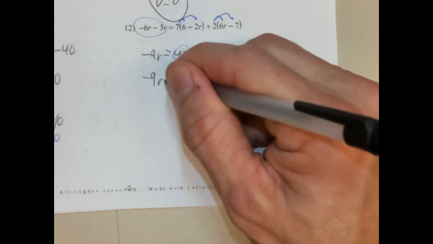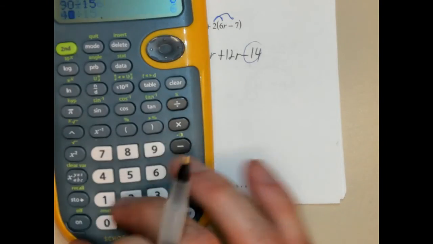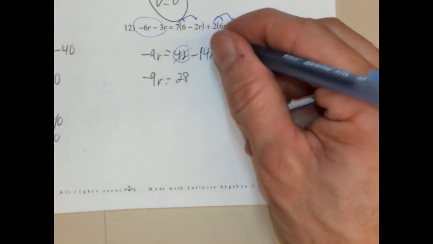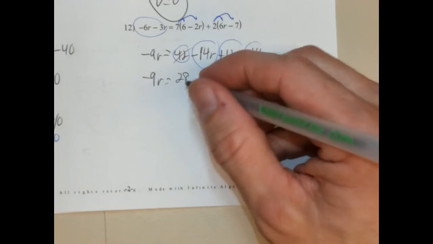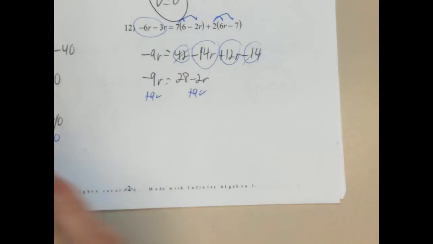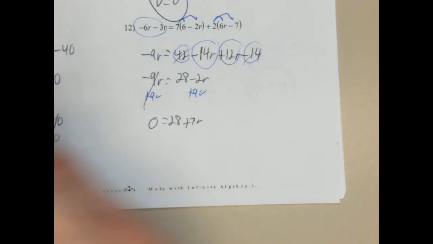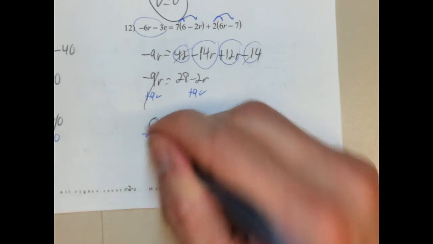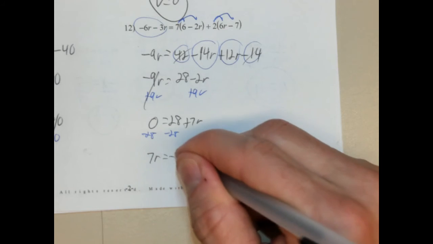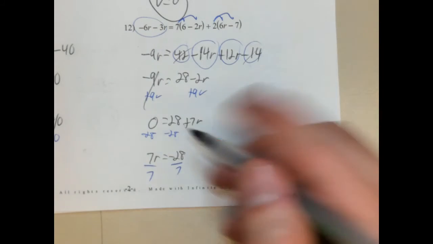So negative 9r. Just double check that though, just to be safe. So 42 minus 14. Yep, 28. So 28. And then let's cross those out. And then we have negative 14r plus 12r, so it's going to be negative 2r. Okay, so we're going to add 9r to both sides. 0 equals 28 plus 7r. We're going to subtract 28 from both sides. So we have 7r equals negative 28, and we're going to divide both sides by 7. So r will equal negative 4.